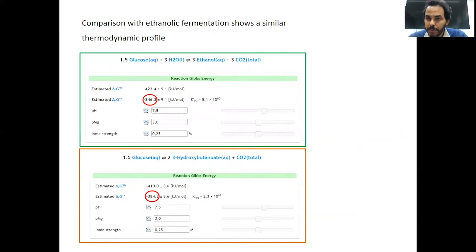To make my point clearer, here you can see a comparison of the thermodynamic profile of the ethanolic fermentation in comparison with the potential production of polyhydroxybutyrate from glucose using a fermentative pathway. As you can see, the free energy produced in each case is pretty similar.